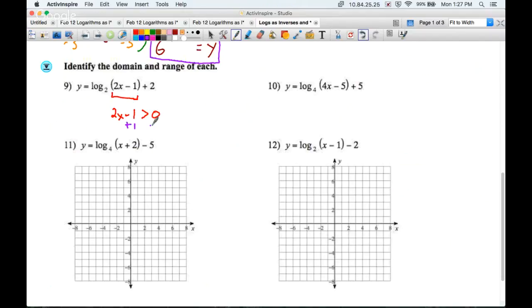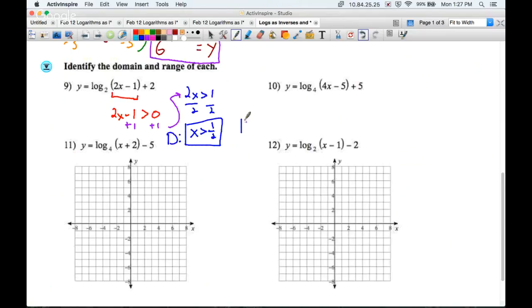From here, I'm just going to keep solving. Add 1 to both sides. Now I've got 2x must be greater than 1, divide by 2, divide by 2. X must be greater than 1/2. That right there is the domain.